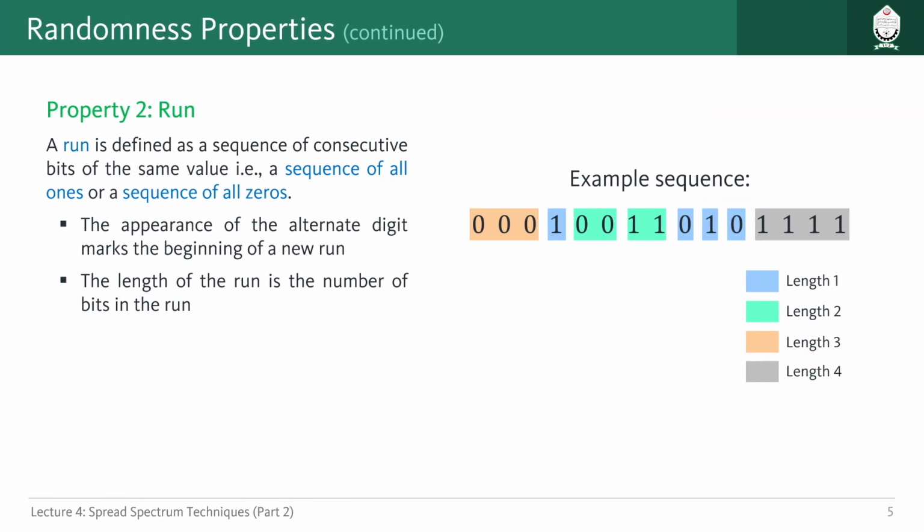Now the next property is run. Here run is defined as the sequence of consecutive bits of the same value, like a sequence of all ones or a sequence of all zeros. This can be called a run.